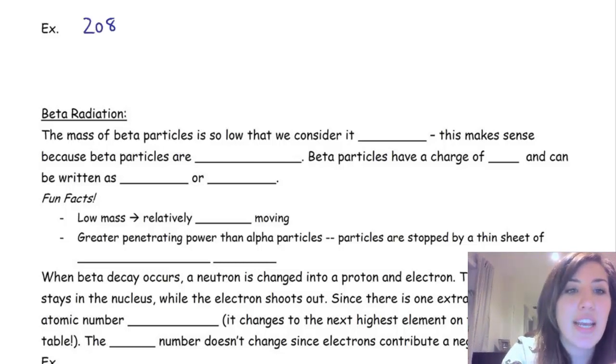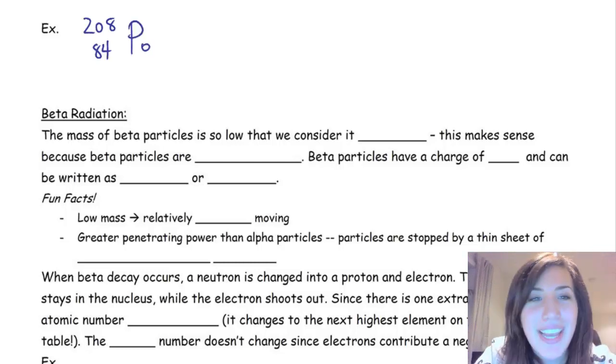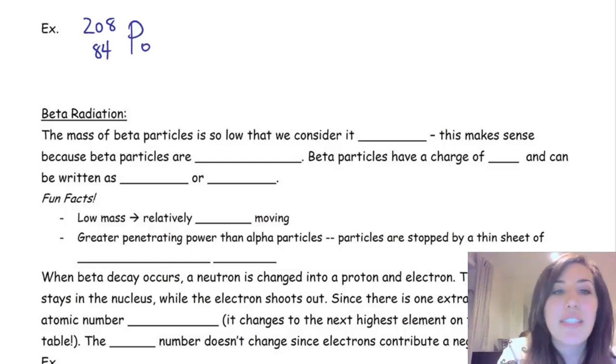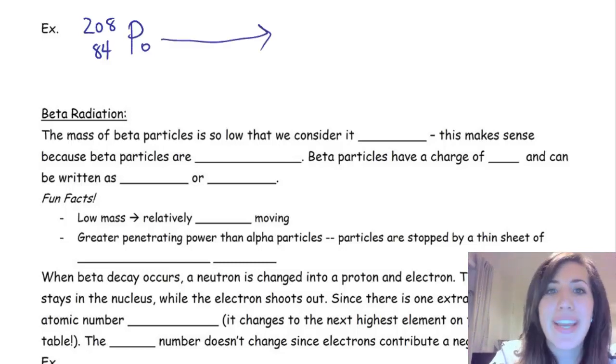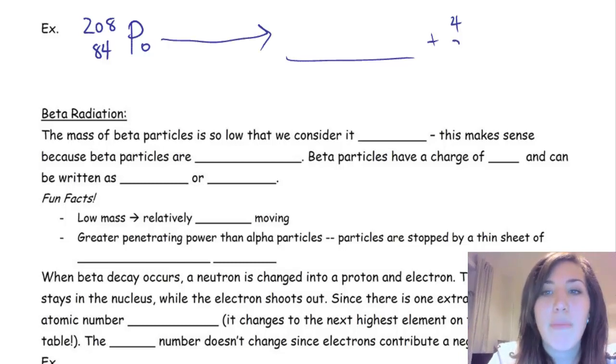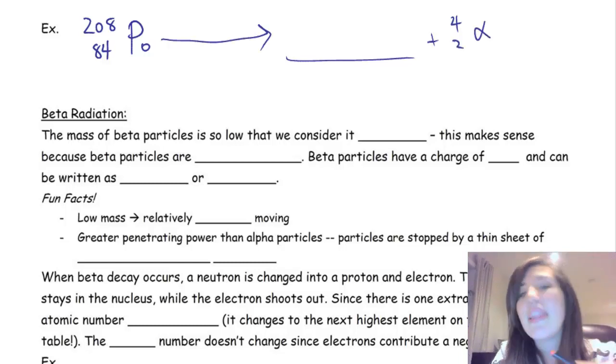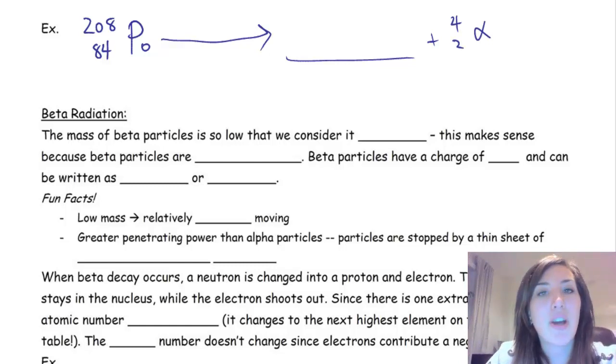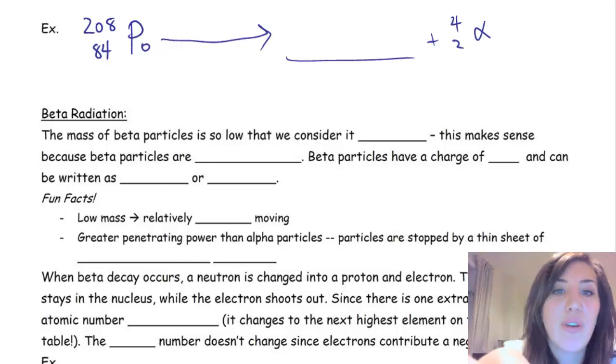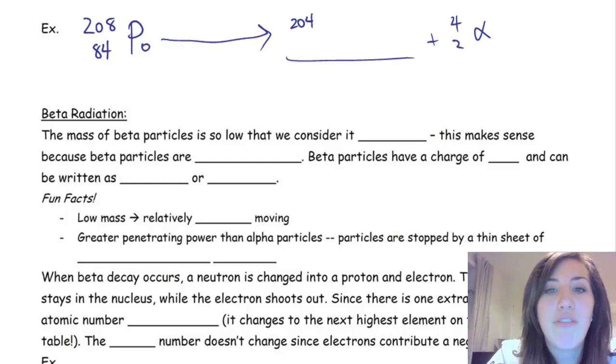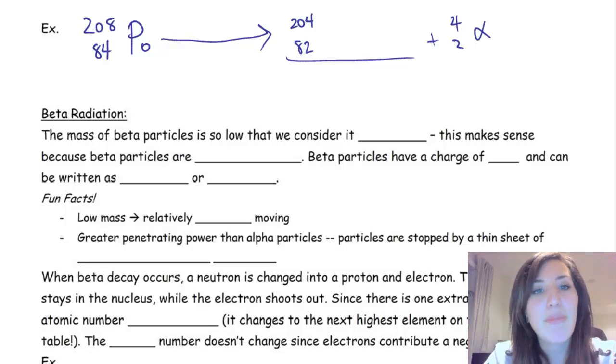If we have 208 as our mass and 84 as our atomic number, and we have polonium, and this undergoes alpha decay, then we get something plus our alpha particle here. Whatever we have here for our mass and atomic numbers has to be equal on one side versus the other side of this reaction arrow. So we can just do some simple math here. 208 minus 4 is 204, and 84 minus 2 is 82. So our mass has gone down and our atomic number has gone down.